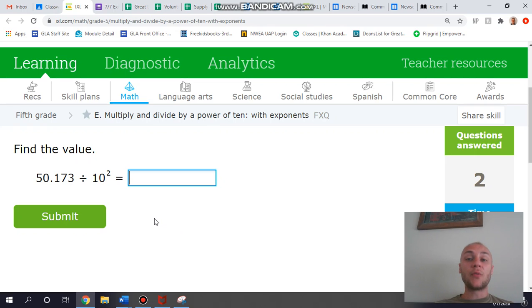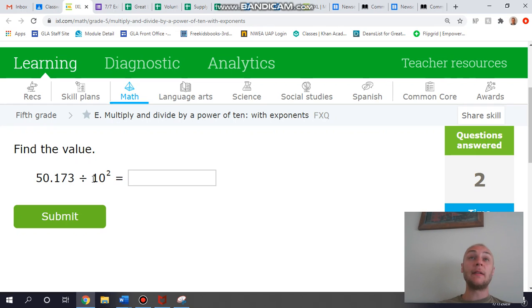Okay, we'll do one more together, and then I'm going to show you a different example on our exit ticket for today, okay? Now, we have 50 and 173 ten thousandths. There we go. It's easier just to say 50.173, okay? Divided by 10 to the second power.